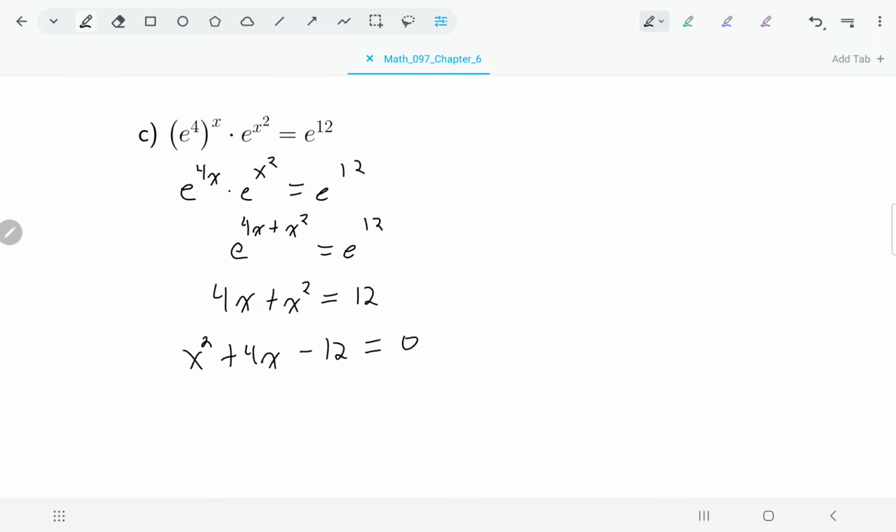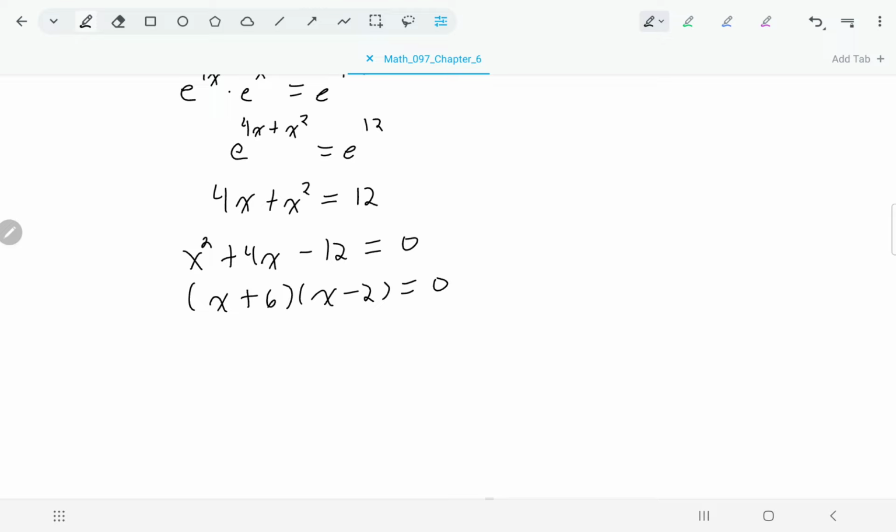And I can solve by factoring, finding numbers that multiply to negative 12 and add up to positive 4, which would be positive 6 and negative 2. And so I can come up with my two solutions. One of them is negative 6, and the other one is positive 2.